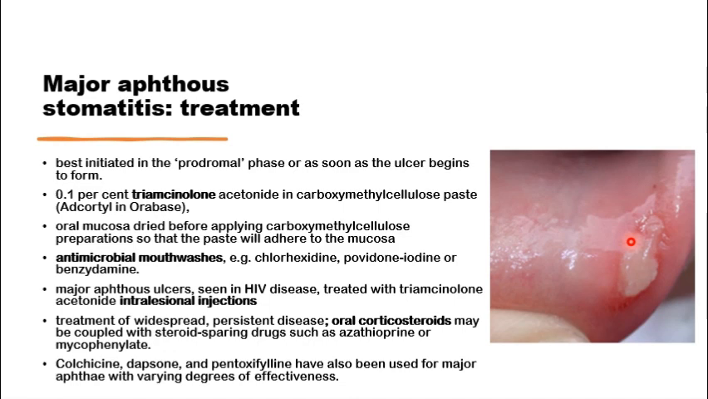Major aphthous ulcers seen in conditions like, for example, HIV disease may be treated by intralesional injection of triamcinolone, while for widespread resistant disease, corticosteroids systemically can be tried, perhaps coupled with steroid-sparing drugs like azathioprine. Other medications, including colchicine, dapsone, and pentoxifylline, have also been used in the management with varying success rates.